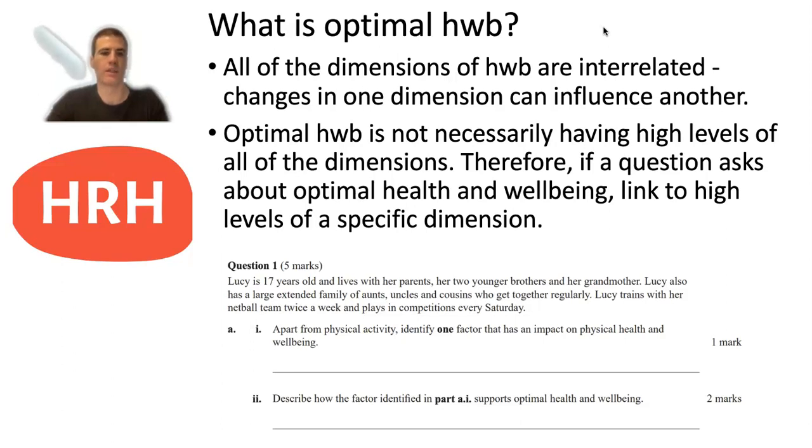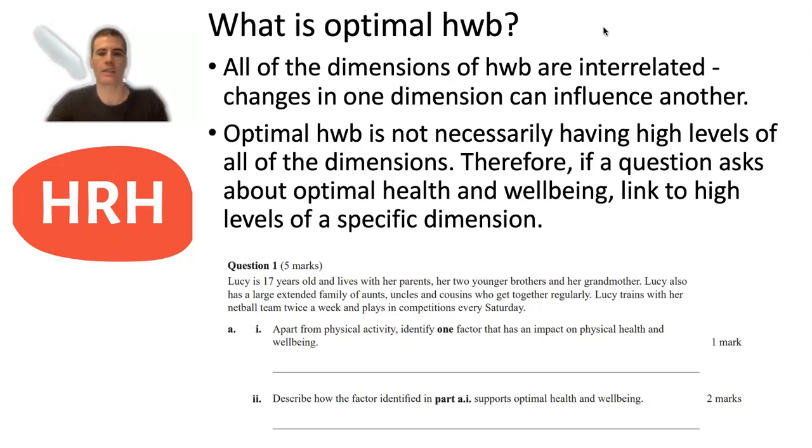A good example of this is a question from the exam a couple of years ago. They started with a bit of stimulus material about Lucy, and then part A was asking, for 1 mark, to identify a factor that has an impact on physical health and well-being apart from physical activity. You could have mentioned anything there, like energy levels, for example. And then part 2 was asking you to describe how the factor in part 1 supports optimal health and well-being.